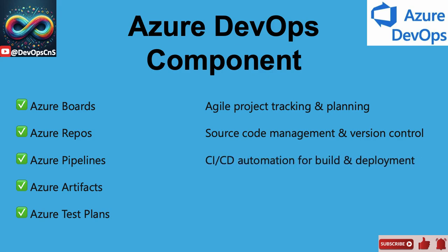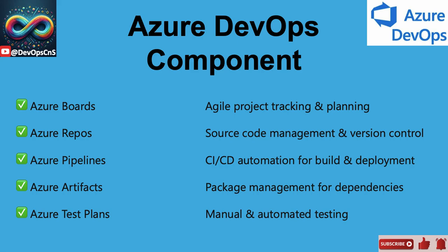Next is Azure Pipelines. Azure Pipelines is where you can create your CI/CD automation for build and deployments. So next is Azure Artifacts. In Azure Artifacts you can manage your dependencies and your artifacts. So next is Azure Test Plans. In Azure Test Plans, you can do manual and automated testing.